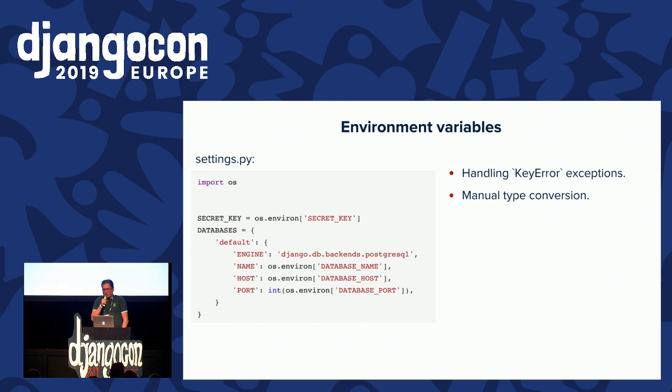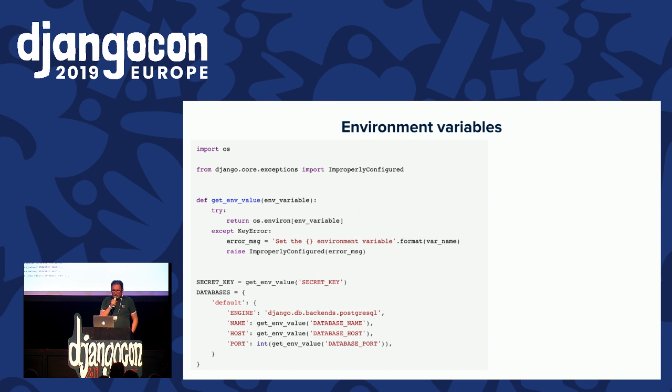The next approach is environment variables. This is just a basic example and has some issues, so let's have a look at an advanced example. Instead of using os.environ directly, it's better to write a wrapper and handle KeyError, and you can also add default values and type conversion, but it's better to use a third-party application. We will talk about it later in several slides.